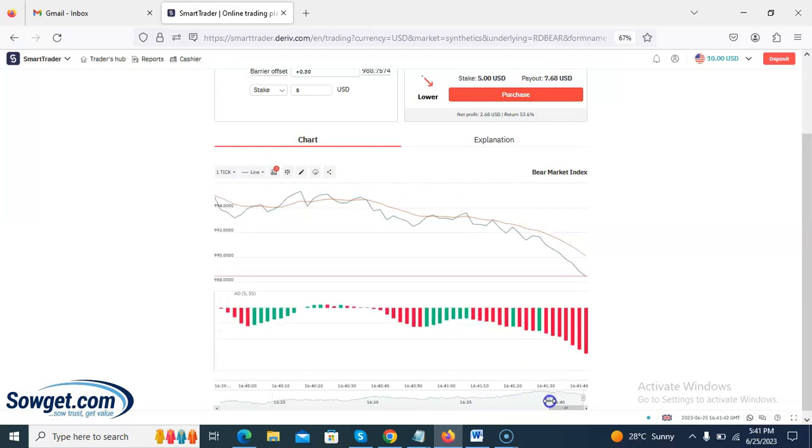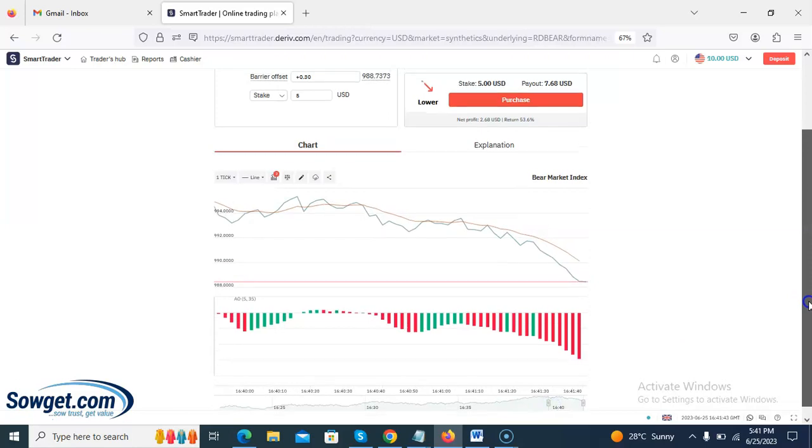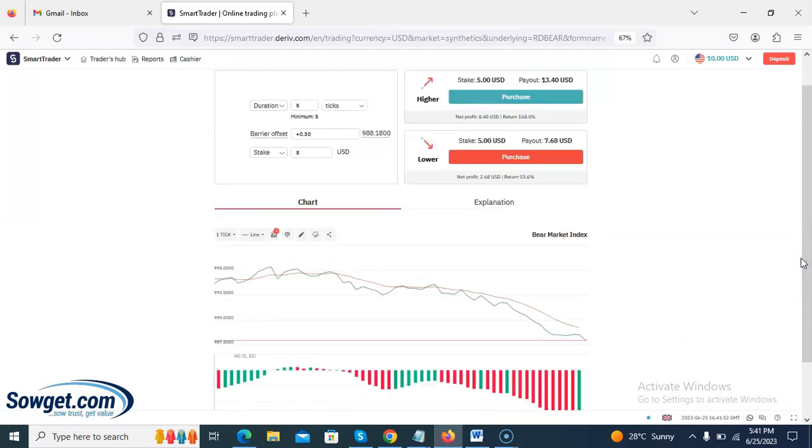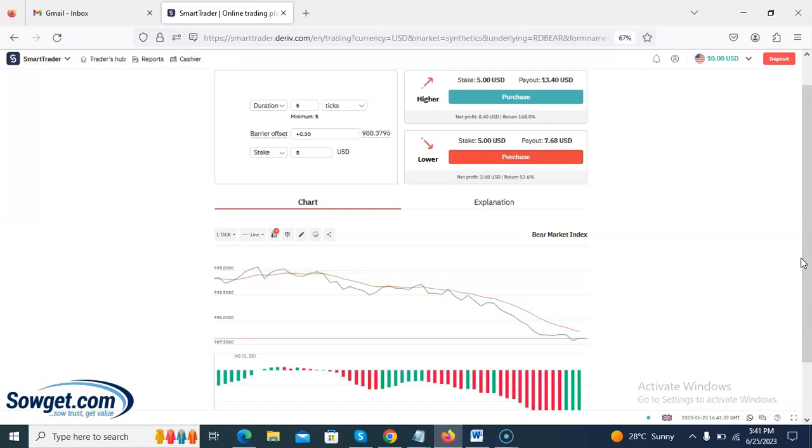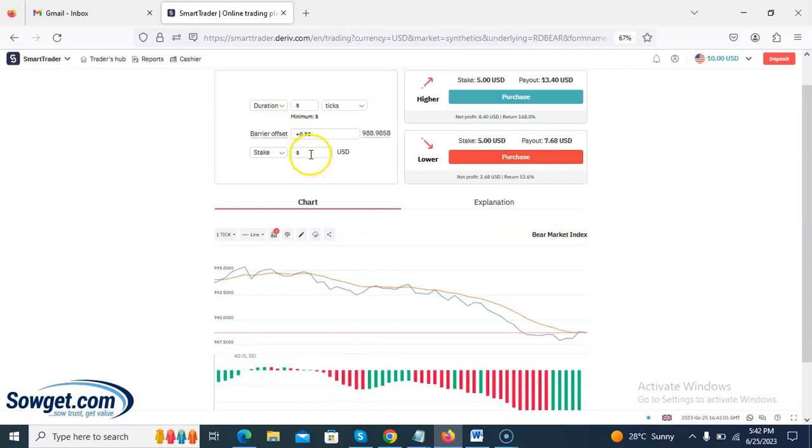All right, so I can just see it clearly. Okay, my friends, our chart is well set up. So I'll just show you the rules of this strategy. It's very simple. I'll be staking 5 USD, and then let me just explain the strategy to you.